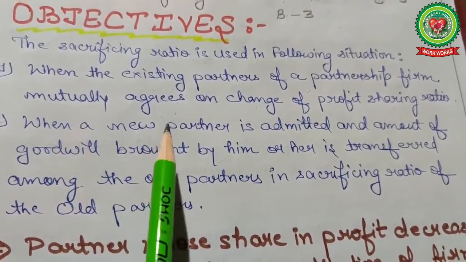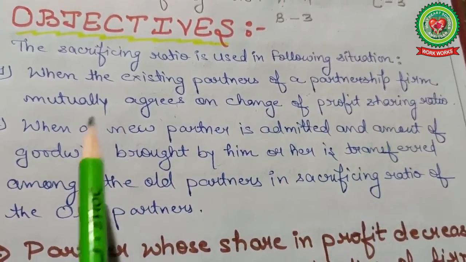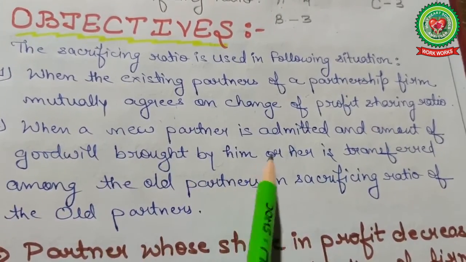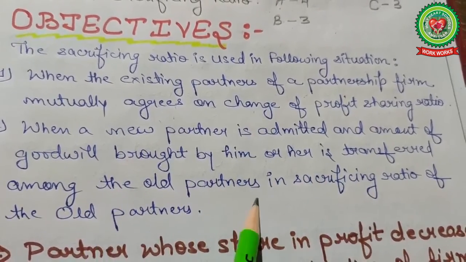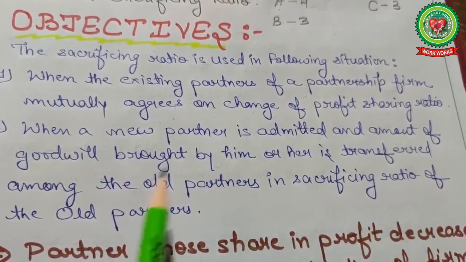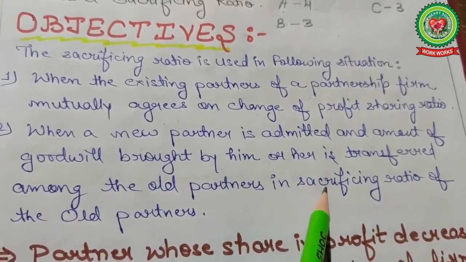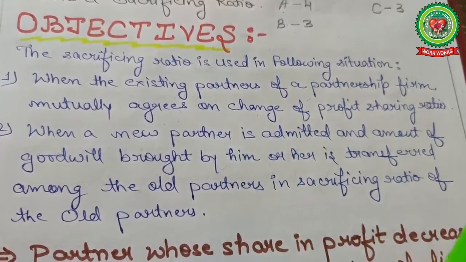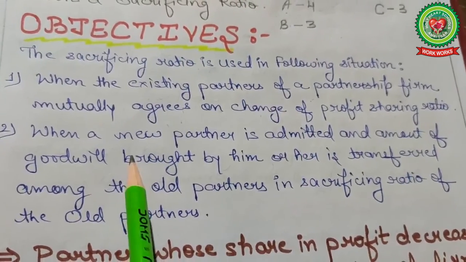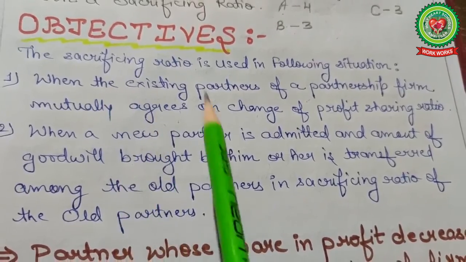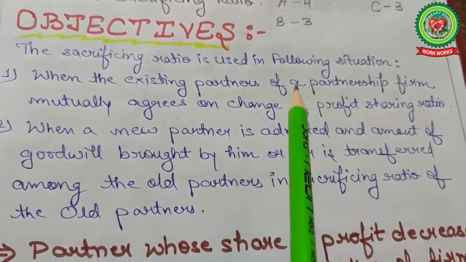Second, when a new partner is admitted and the amount of goodwill brought by him or her is transferred among the old partners in the sacrificing ratio of the old partners. So when a new partner enters, like in the previous case Jashan entered, then the old partners give a share to the new partner after sacrificing.